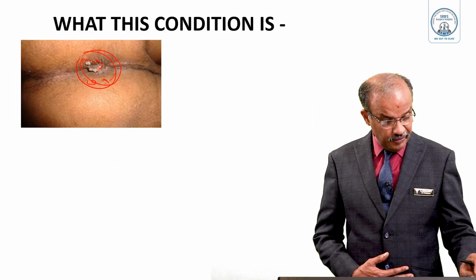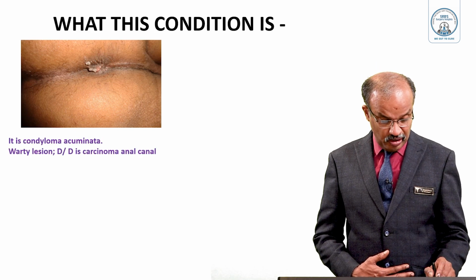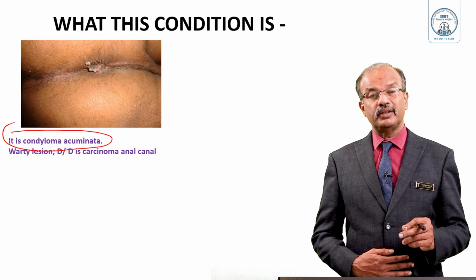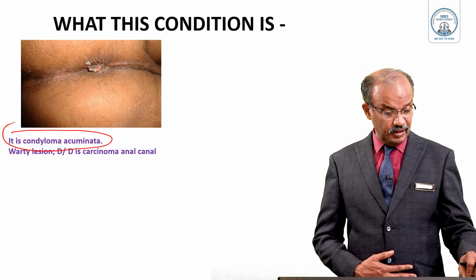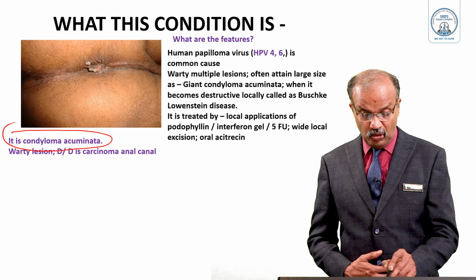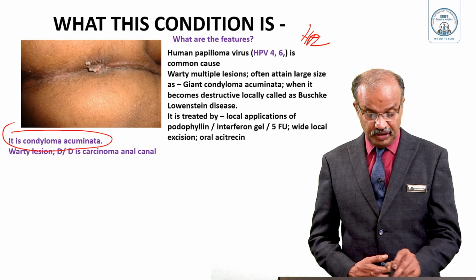warty lesions. So this condition is Condyloma acuminata. Condyloma acuminata is a condition which is usually a viral infection. What are the features? It is the human papilloma virus, HPV. HPV 6 and 11 are the common causes.